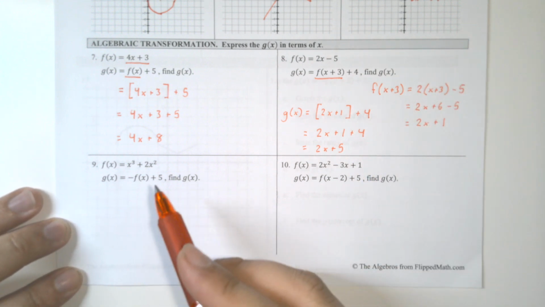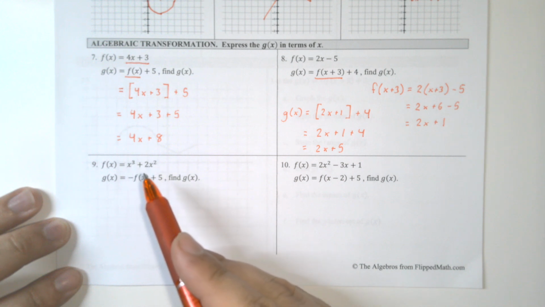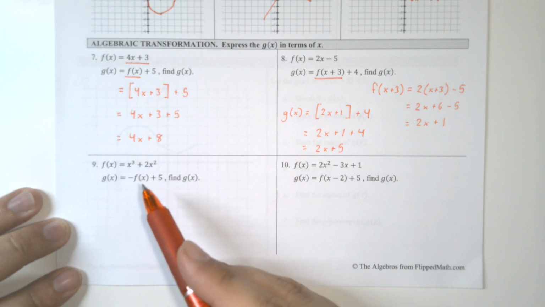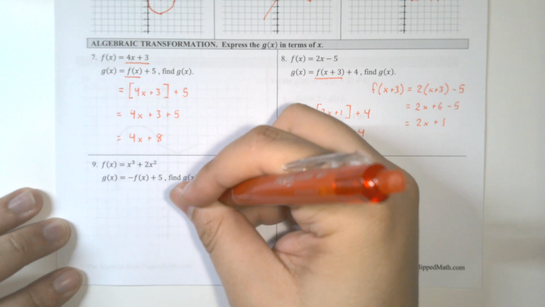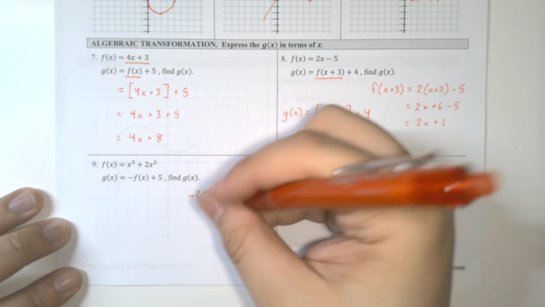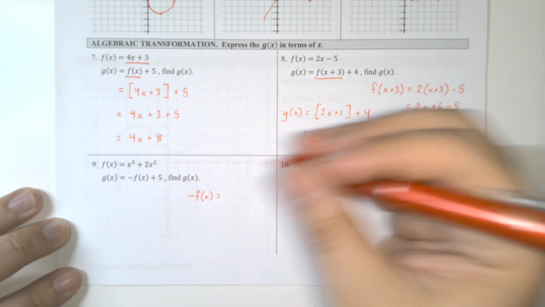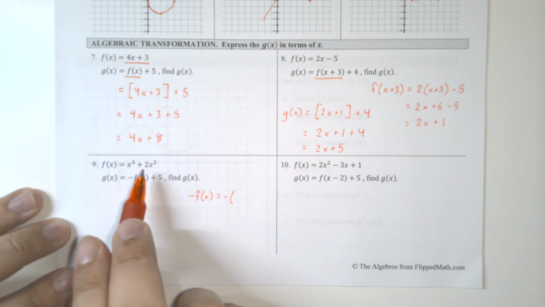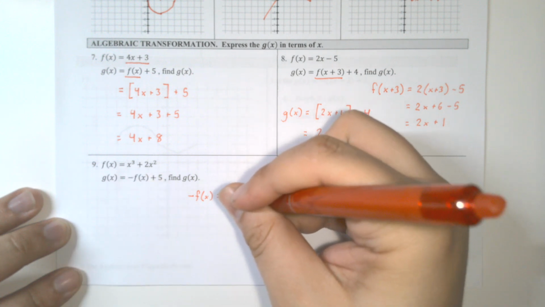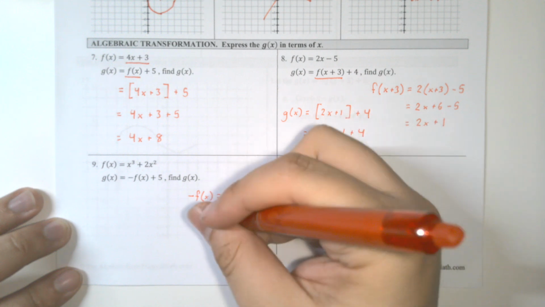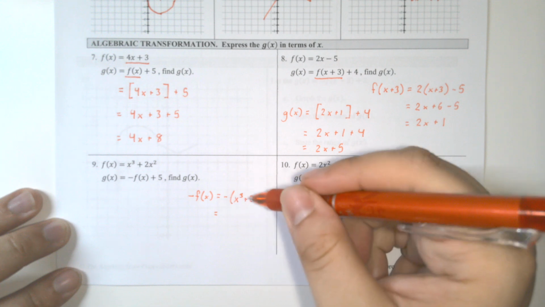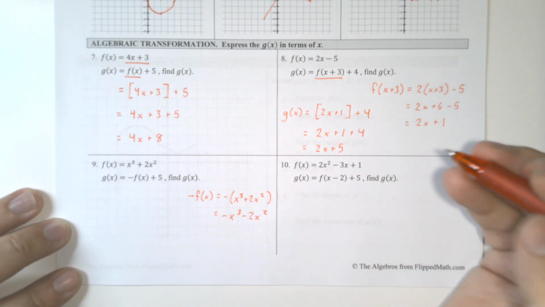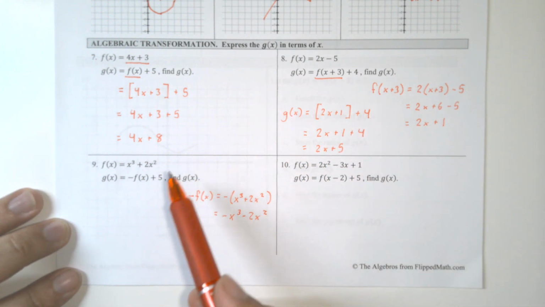So what about for number 9? We have x cubed plus 2x squared for f of x. And for g of x, we want to find negative f of x. Again, off to the side here, I'm just going to evaluate negative f of x so that we can see what's going on. And negative f of x is just going to be negative whatever f of x is equal to. So we have x cubed plus 2x squared. And so that means that we just have to negate all of our terms here. That's going to be negative x cubed minus 2x squared. And so if this is negative f of x, now we just need to add 5 to that.